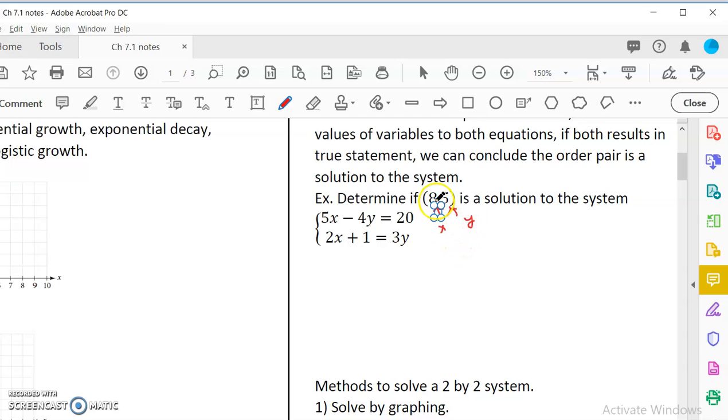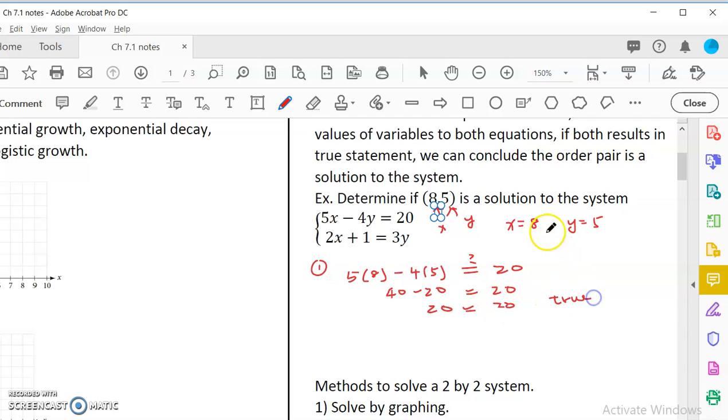So we want to check if x equals 8 and y equals 5. Is it a solution? Meaning, does it satisfy both equations? Let's check equation 1. 5 times 8 minus 4 times 5, is it equal to 20? Is it a true statement? This is 40 minus 20, that's equal to 20, right? And this is true. So 20 equals 20. So this pair is a solution for the first equation, but for it to be the solution of the system, it needs to satisfy both.